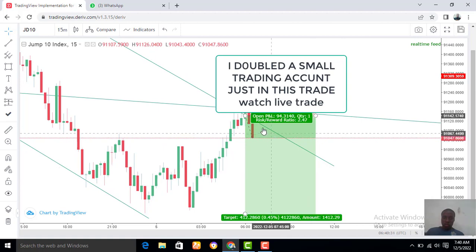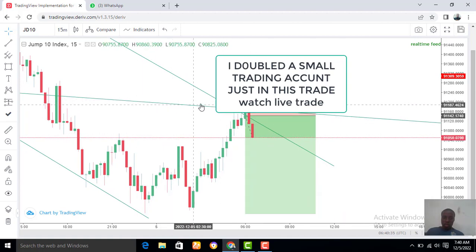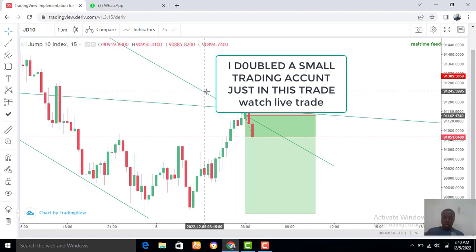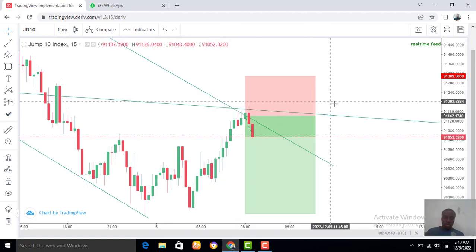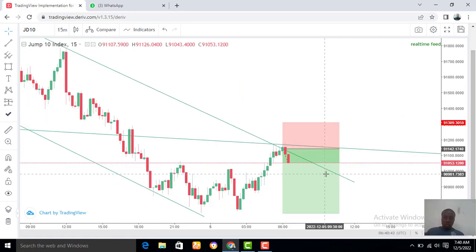Okay, we can see a rejection which is coinciding with this rejection candle as a result of break and retest, and then we equally have coinciding with this downtrend line here. Alright, so we're already in profit, and let's see how this live trade moves.